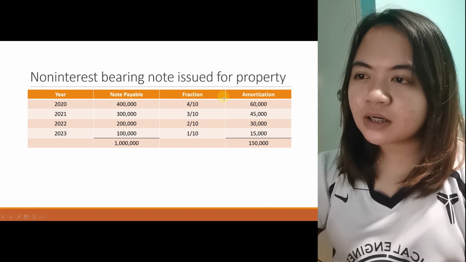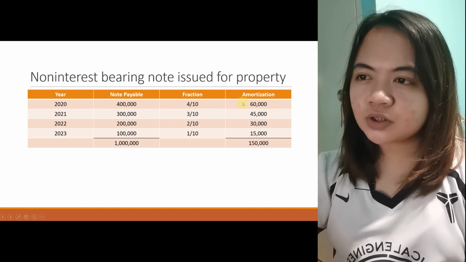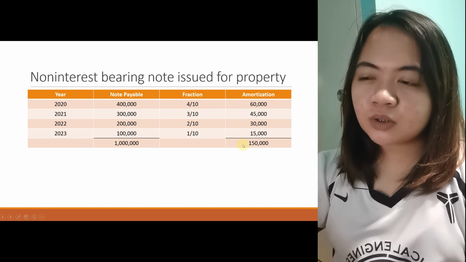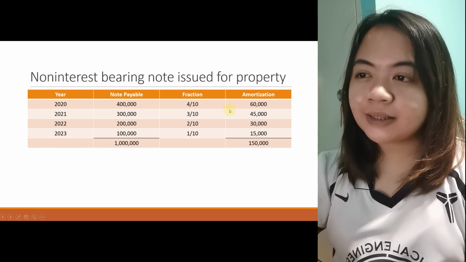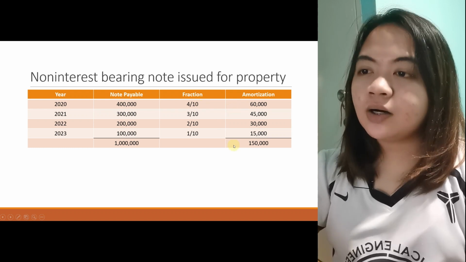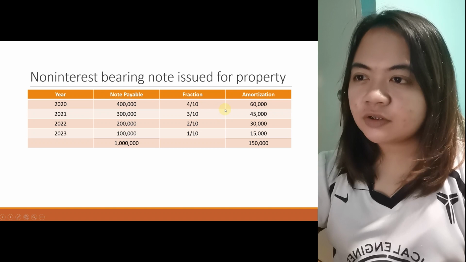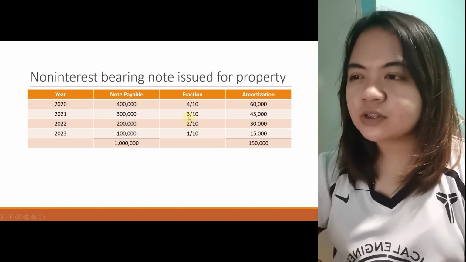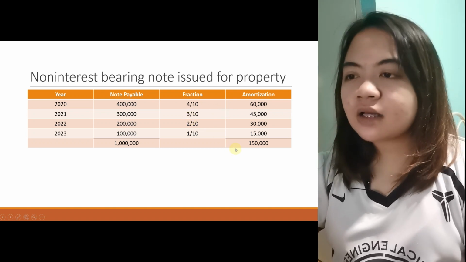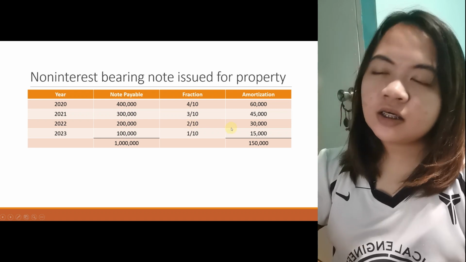So for the 400,000, ang respective amortization is 60,000. How do you get it? 150,000 times 4 divided by 10, you have 60,000. Okay, then 150,000 times 3 over 10, 45,000. 150,000 times 2 over 10, 30,000. 150,000 times 1 over 10, 15,000.